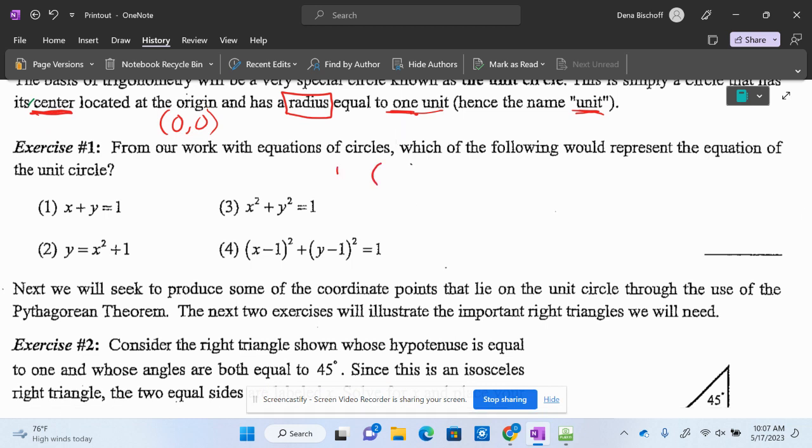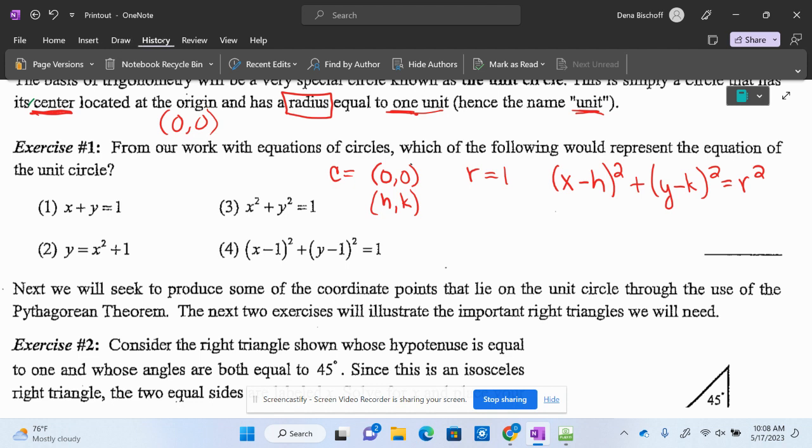Well, first off, I want to tell you, remember that your center is 0, 0, which represents h and k. The radius is 1. That's why it's a unit circle. And the standard form of the equation is (x minus h) quantity squared, plus (y minus k) quantity squared, equals my radius squared.